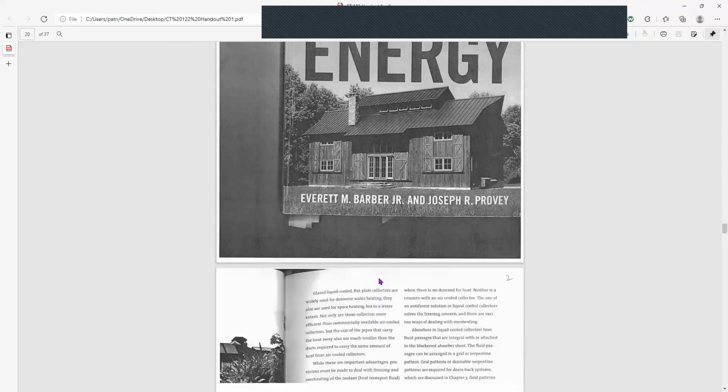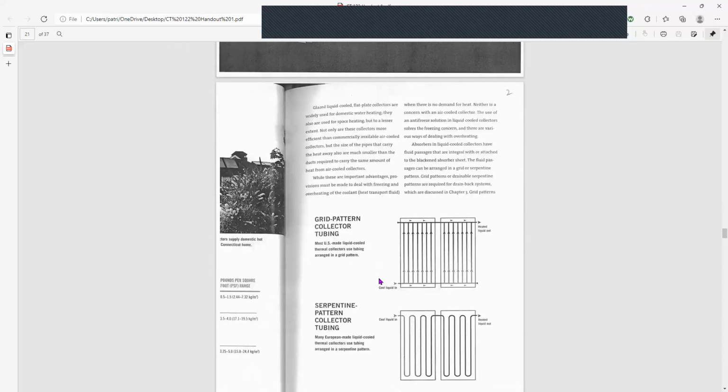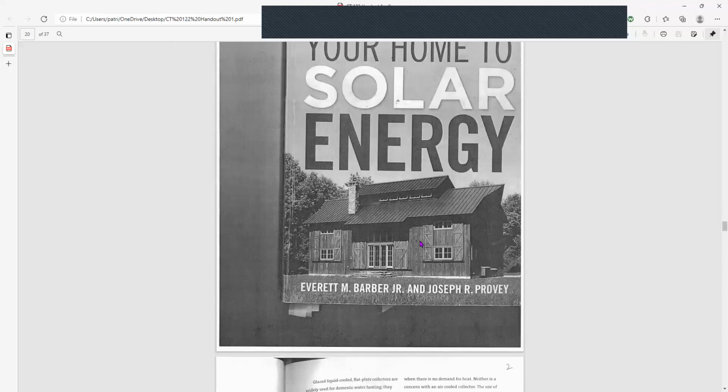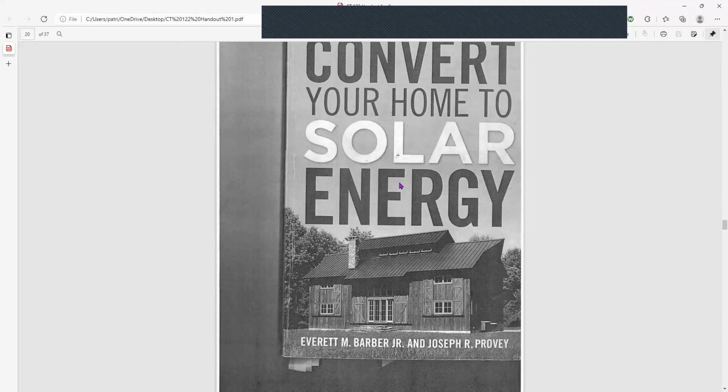Okay. Let's do this solar heating first, and then we'll look at what the book has. Everybody hanging in there? Yeah, we're good. So this is the solar. We're done with PV, and now we're going to go on to another kind of solar energy.